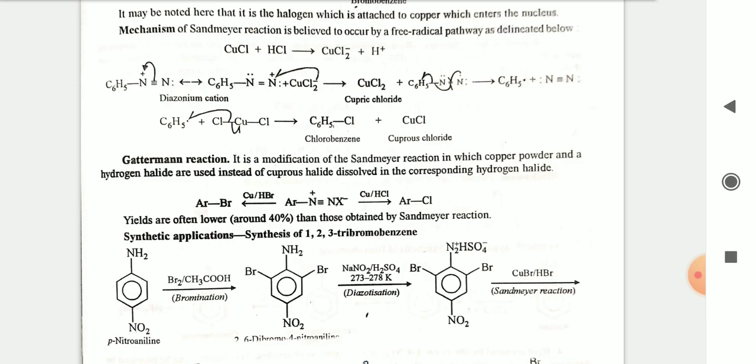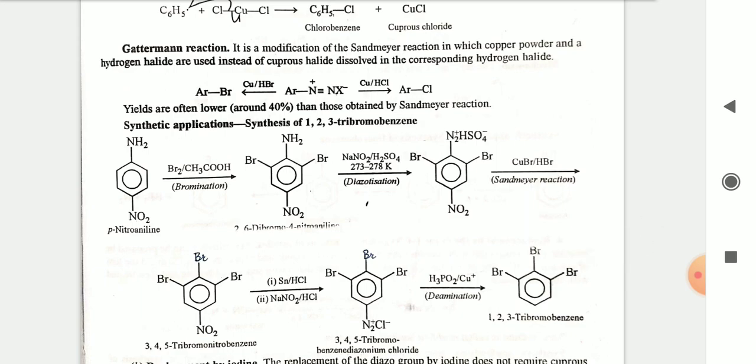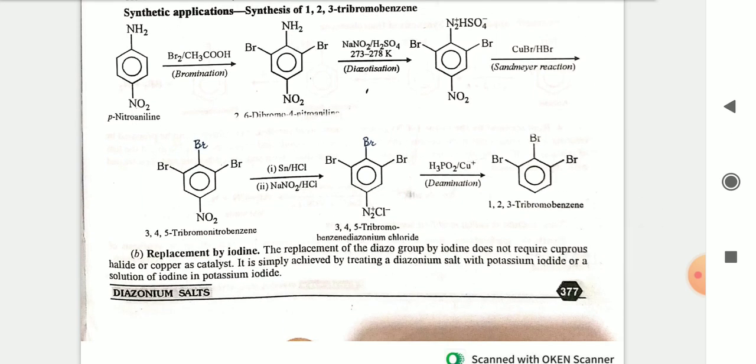bromine at the ortho positions, N2+ HSO4-, and NO2, with CuBr and HBr, the Sandmeyer reaction. It will give 2,4,5-tribromonitrobenzene. After that, in the presence of Sn/HCl and NaNO2/HCl, it will give 3,4,5-tribromobenzene diazonium chloride. In the presence of H3PO2 and Cu+, it will give 1,2,3-tribromobenzene.